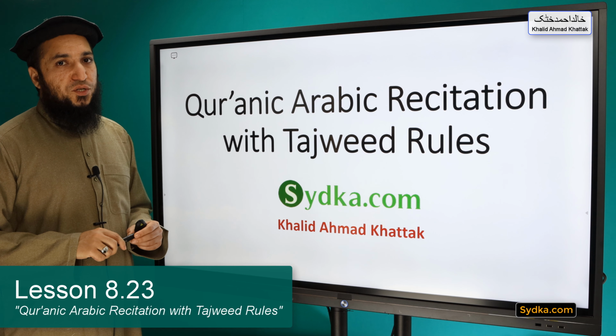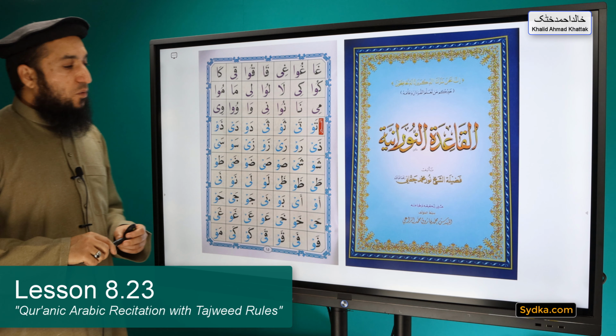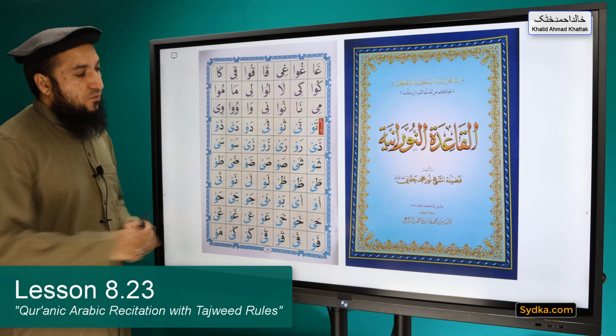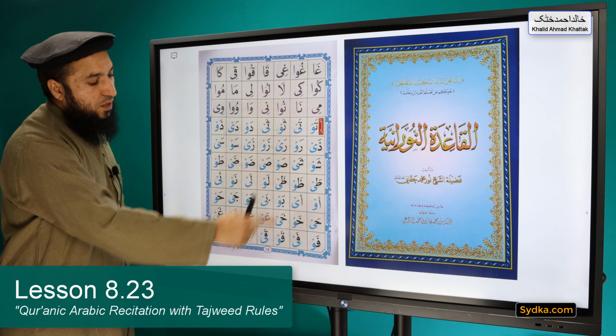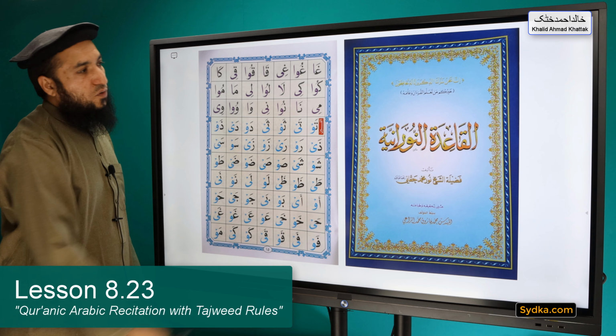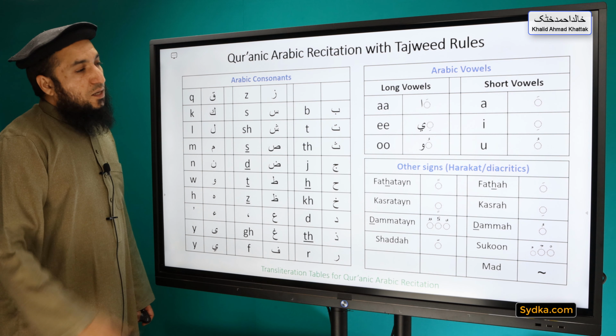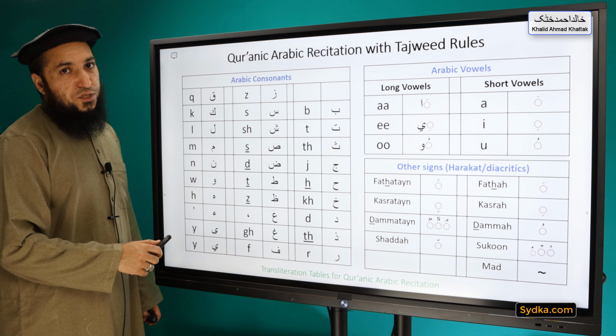Welcome back to another session of Qur'anic Arabic recitation with Tajweed rules. In this session, we will be studying another 8 syllables that's from here till there. It is on page number 15 of Al-Qaida Nuraniyah. This slide is just a reminder for transliteration purposes.